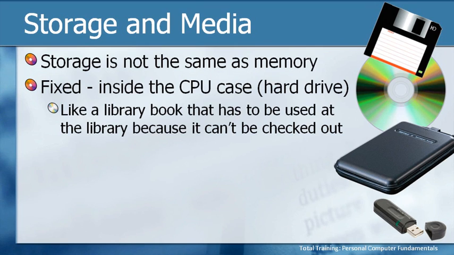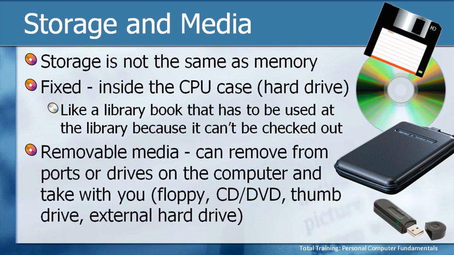Fixed is inside the CPU. For example, a hard drive is an example of a fixed drive because we can't take it out and move it. It's kind of like a library book that has to be used at the library because it can't be checked out. The other type that we have is known as removable media, and I think by the name you can understand that that's something that we can remove from either ports or drives on the computer, and we can take it with us. A floppy disk, a CD or DVD, a USB thumb drive, or an external hard drive are examples of removable media.